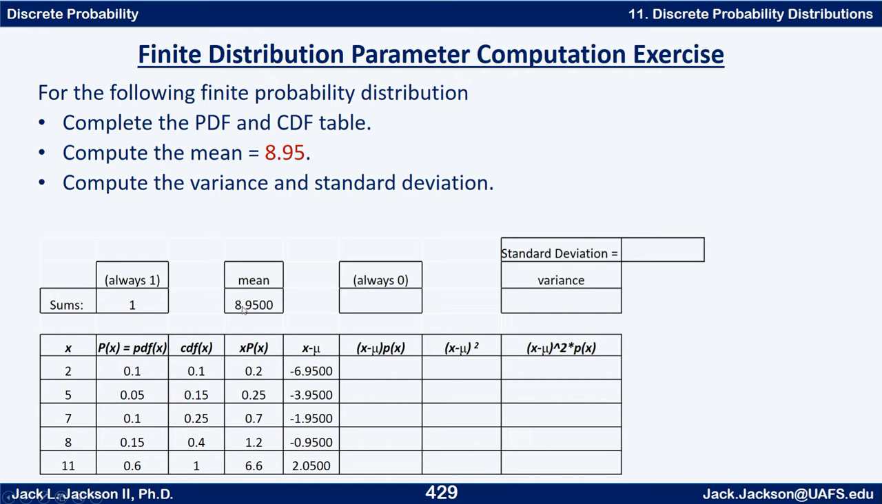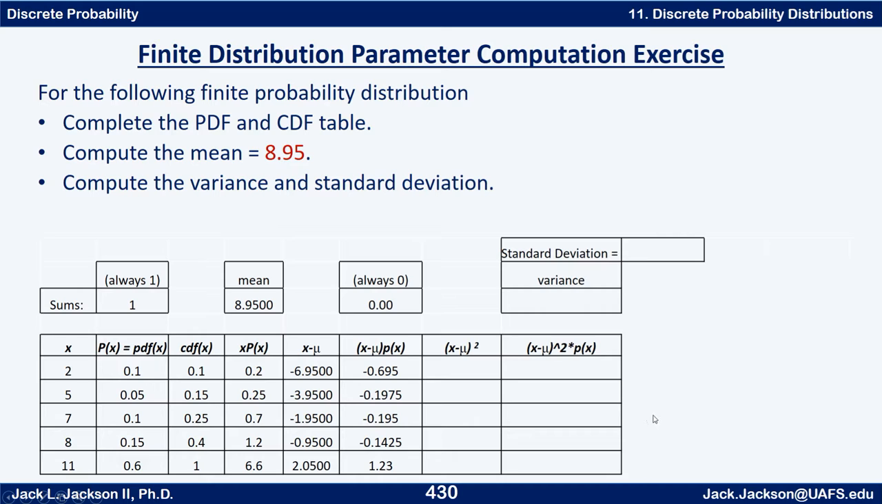And we take the x value minus that. So 2 minus 8.95 is negative 6.95. Okay. 5 minus 8.95 is negative 3.95. 7 minus 8.95, negative 1.95. 8 minus 8.95 is negative 0.95. 11 minus 8.95 is 2.05. Got some extra zeros here I don't really need. Now if I multiply those by the probabilities and then add those up, those always turn out to be 0. This is something we do not need to do, so we could skip this column altogether actually.